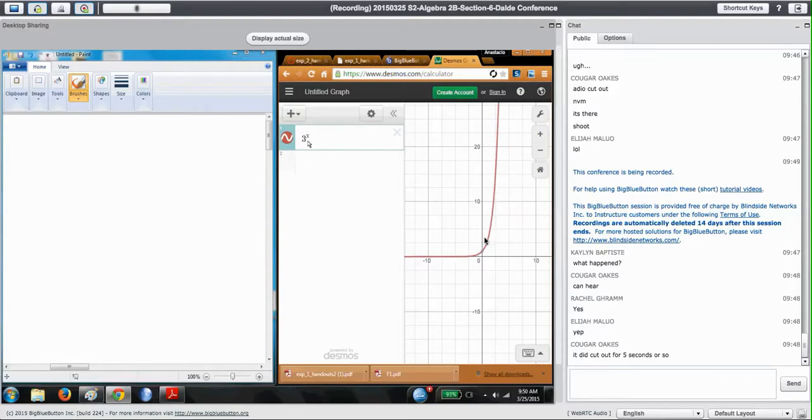What can you tell me about the difference between 2 to the x and 3 to the x? What's the difference between the blue graph and the red graph? And think back to when we were doing rational functions and even quadratics. As I change A, what happens?